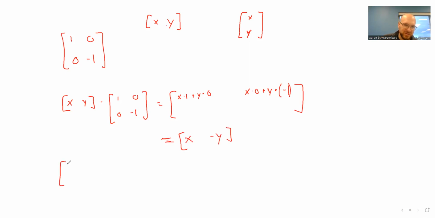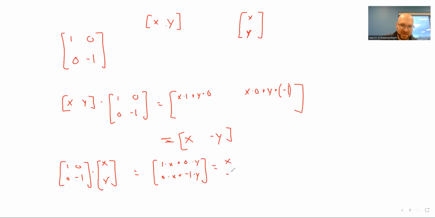The order that you often do transformations in is this, and you'll get the same thing, but you'll get it in a vertical stack. Row 1 times column 1, 1 times x plus 0 times y, 0 times x plus -1 times y, x, -y. Same thing. The nice thing about the vertical columns is it lets you do multiple things.